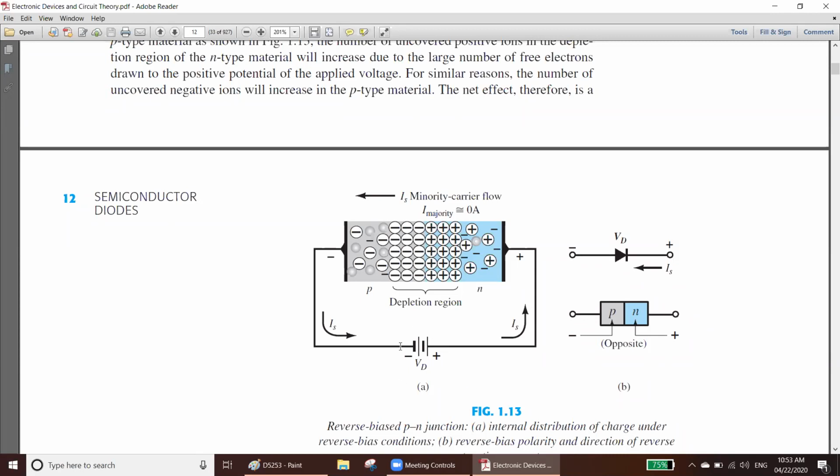This voltage is called VD, and this current is called ID. Current of the diode is called ID.